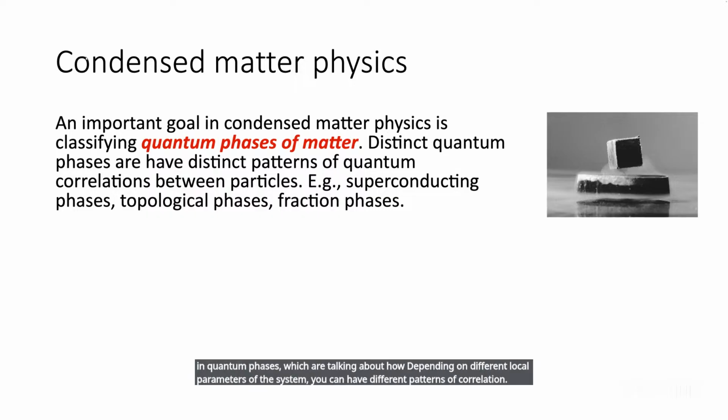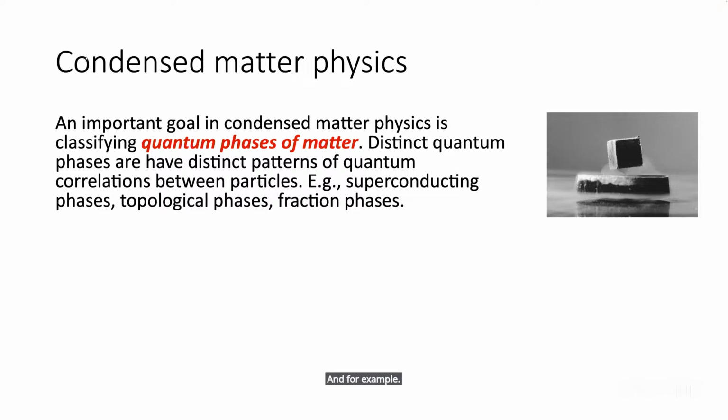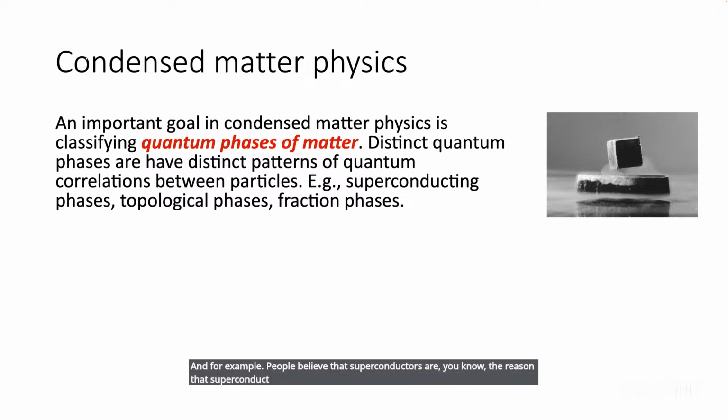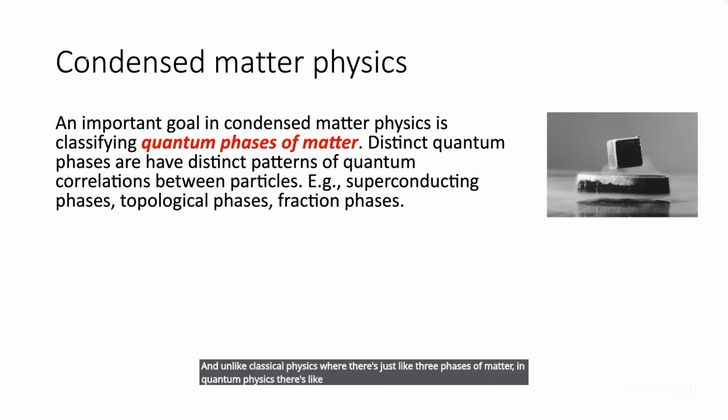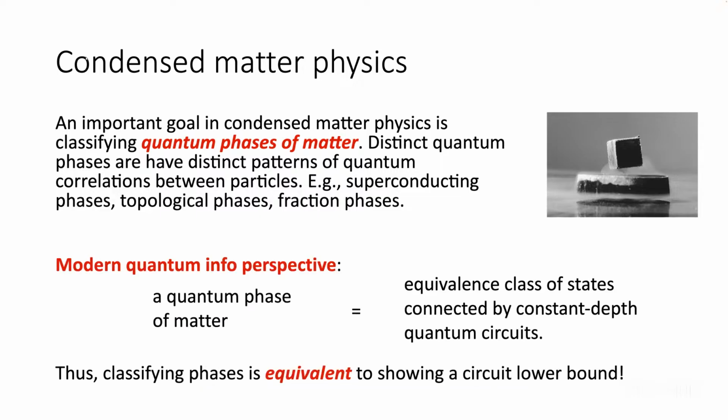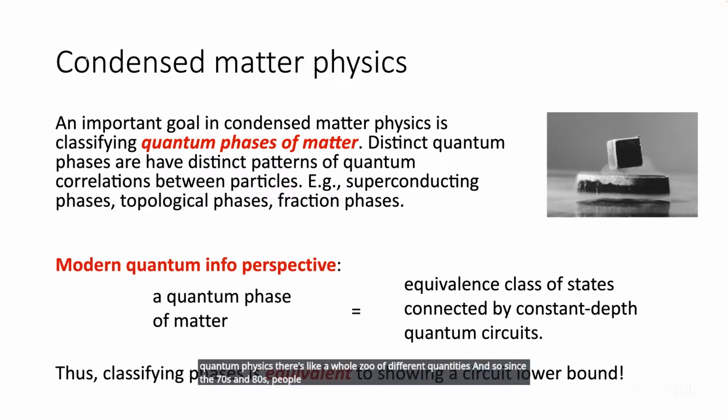For example, people believe that the reason superconductors exist is because the behavior of electrons in such materials belongs to a certain quantum phase of matter. And unlike classical physics, where there's just three phases of matter, in quantum physics there's a whole zoo of different quantum phases of matter. And so since the 70s and 80s, people have been interested in classifying these.